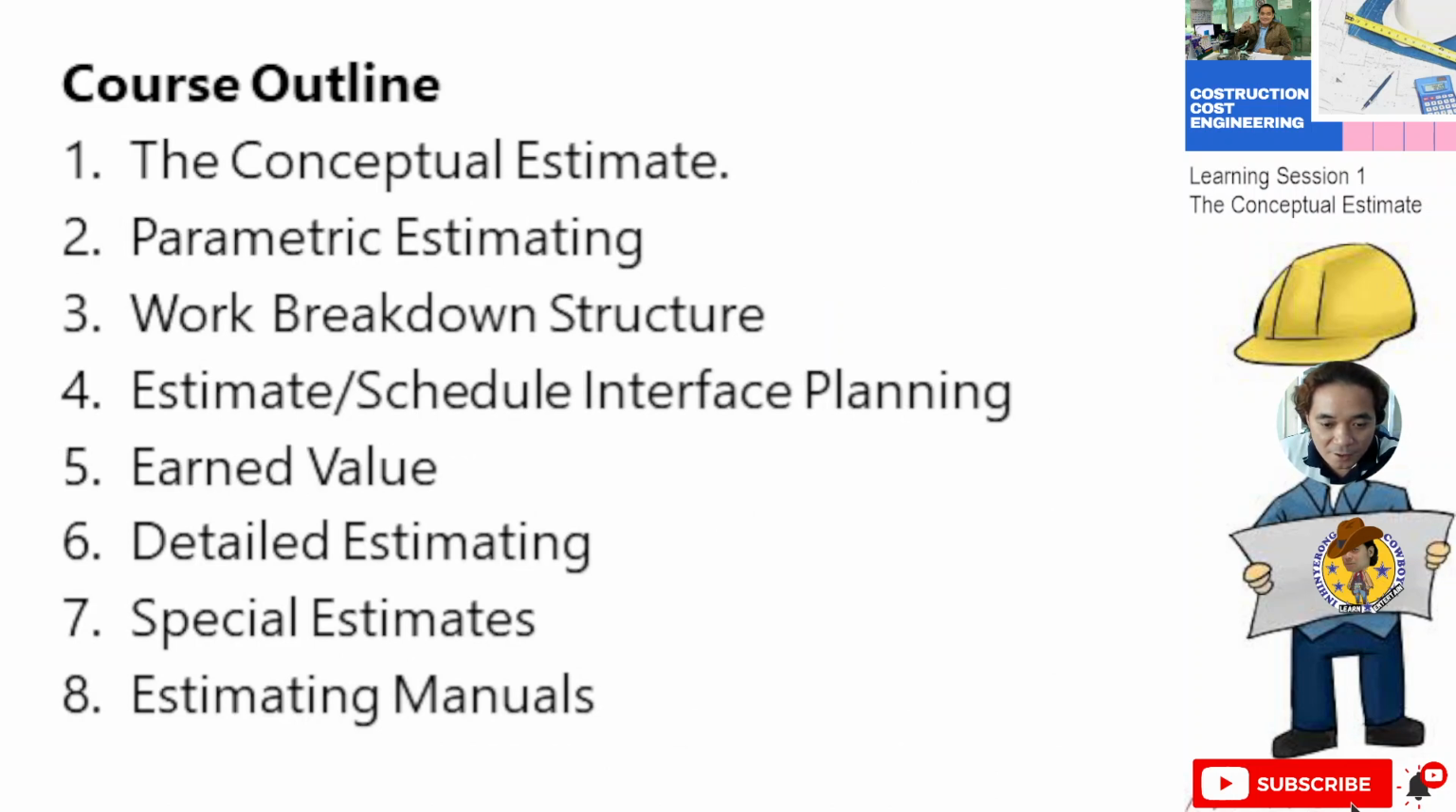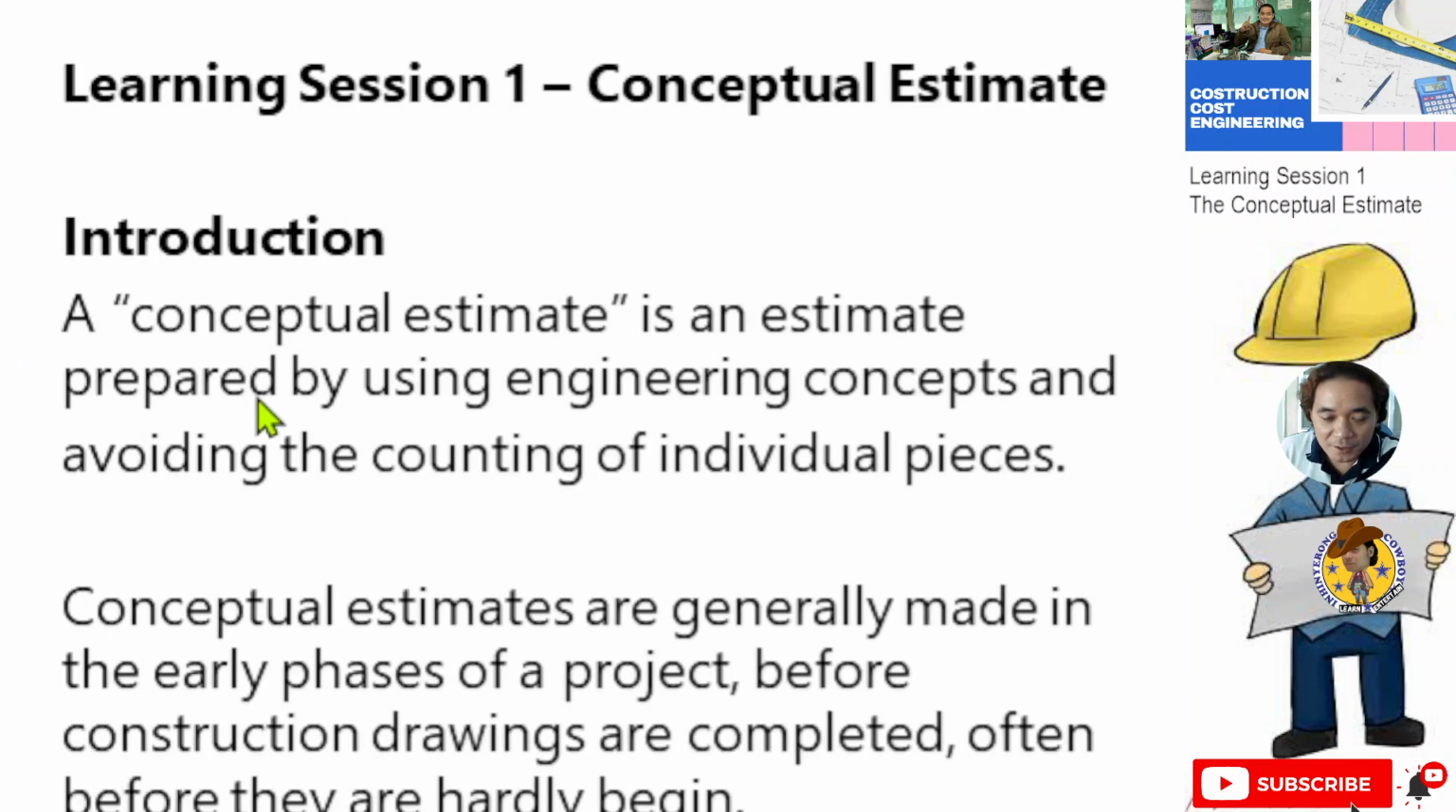So we have here our course outline. Number one, or LS1, is the conceptual estimate, and number two is parametric estimating. Number three is work breakdown structure or WBS. Number four is estimate or schedule interface planning. Number five is earned value. Number six is detailed estimating. Number seven is special estimates. Number eight is estimating manuals, or we can say the tools used in estimating, especially computer aided applications.